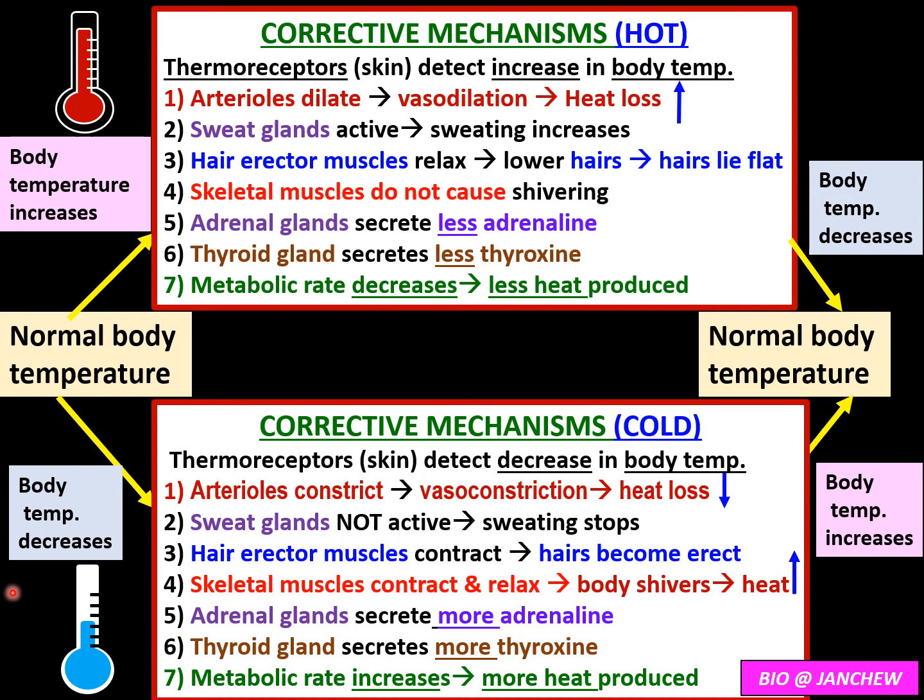On the other hand, when the body temperature decreases below normal, there are still corrective mechanisms that occur, and this will increase the body temperature back to normal, and this is again a form of negative feedback to correct the changes in the body temperature and bring it up again back to normal in this case. Okay, so you can copy this diagram into your book, and it can be asked in the structured or objective questions or even essay questions.